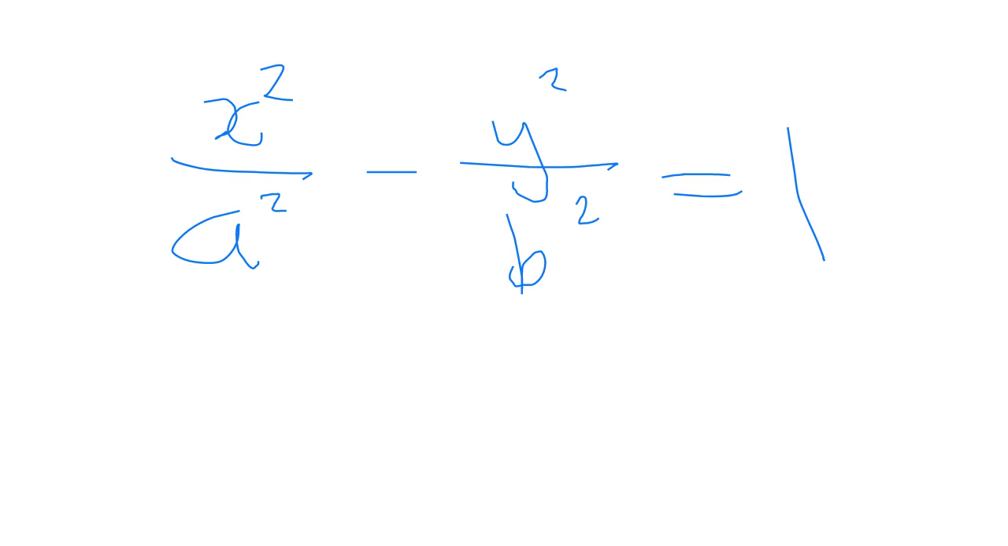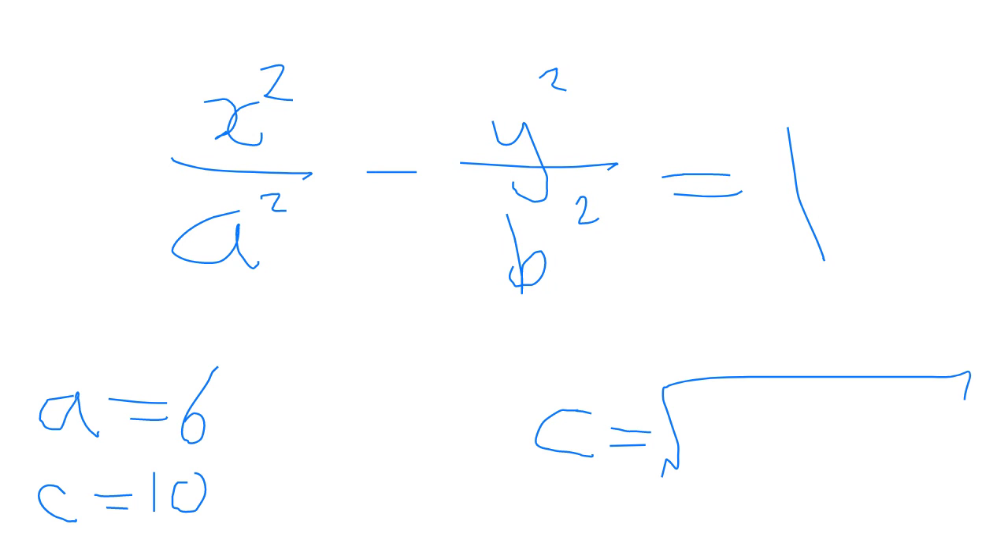Here's the equation, x squared over a squared minus y squared over b squared is equal to 1. We know that a is equal to 6, and we know that c is equal to 10. We don't know b yet. But we do know that c is equal to the square root of a squared plus b squared. Using this formula, putting in 6 and 10, and then rearranging, we can find b. After we find b, we can put a and b into the standard equation and finish the answer.